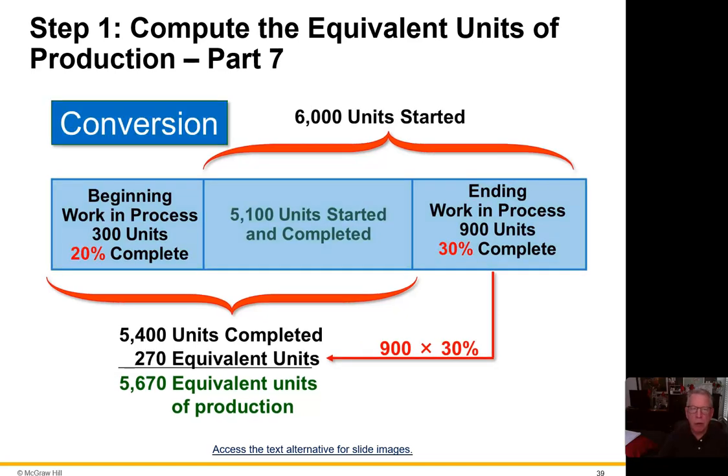Now for conversion, same idea. This time though, ending work in process is 30% complete, and we add that to the 5,400 units completed to get to 5,670 equivalent units of production.